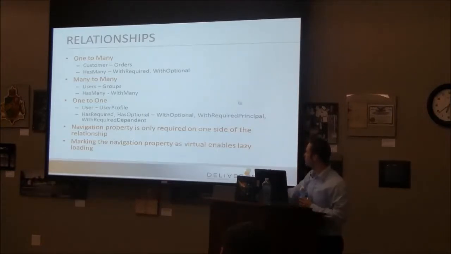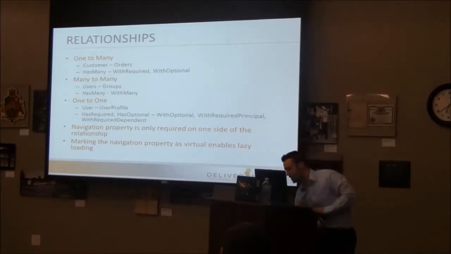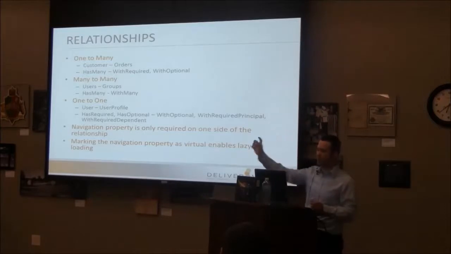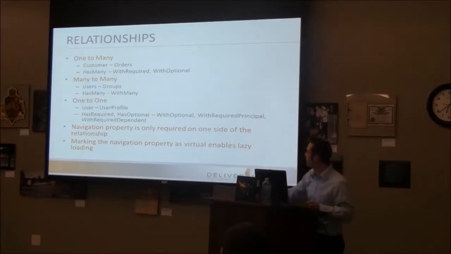And basically you specify that in the Fluent API. The relationships are always configured the same way. You always start with a has method, and then you go to a with method. That'll make sense when I show you the code for it. But basically, with the one-to-many, you say has many and with required or with optional.